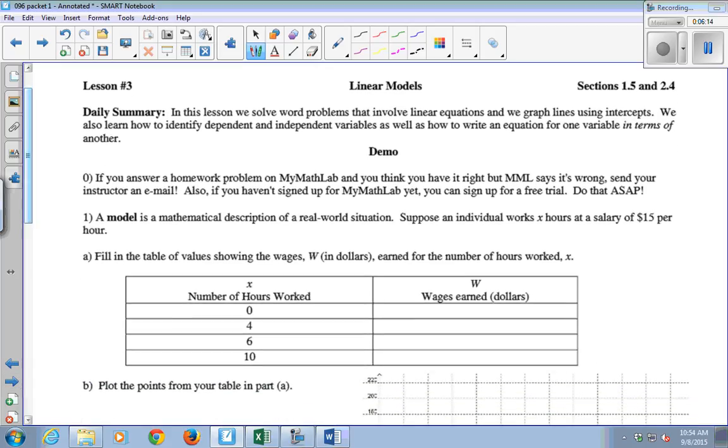All right, let's look at lesson number 3. Turn the page. So in this lesson, we're going to solve word problems again that involve linear equations, and we're going to graph lines using intercepts. We also learn how to identify dependent and independent variables, as well as how to write an equation for one variable in terms of another.